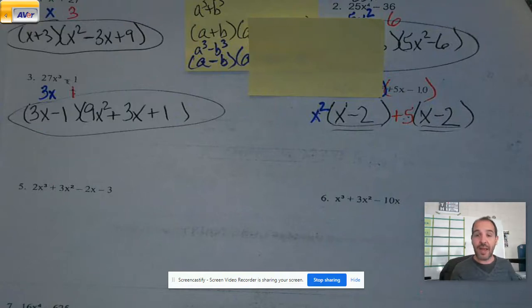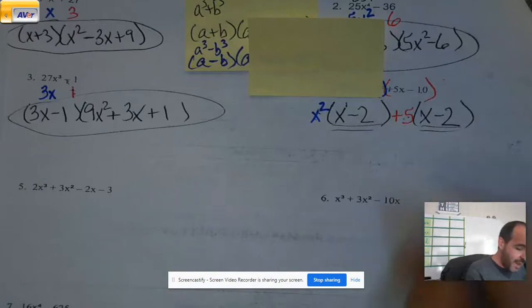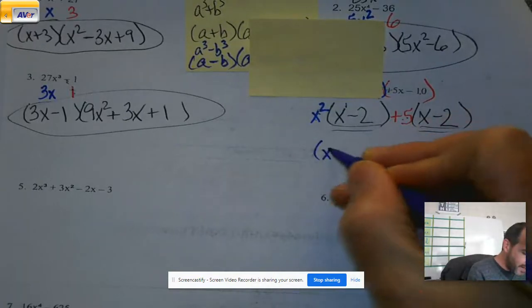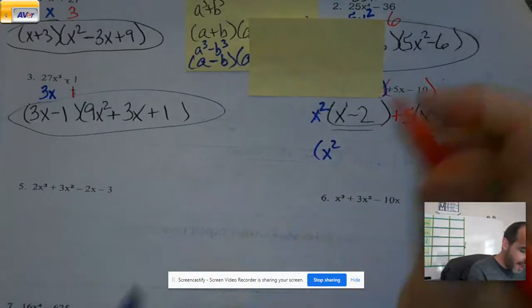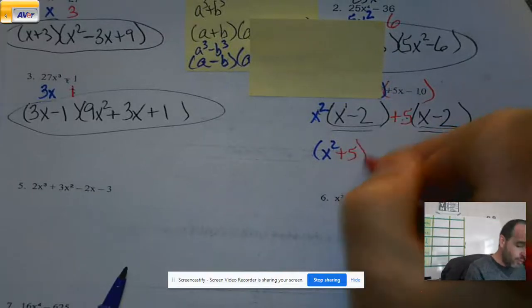So is that how I leave my answer? No, there's one piece left. Now, to write my answer is going to be my greatest common factors together in one set of parentheses.